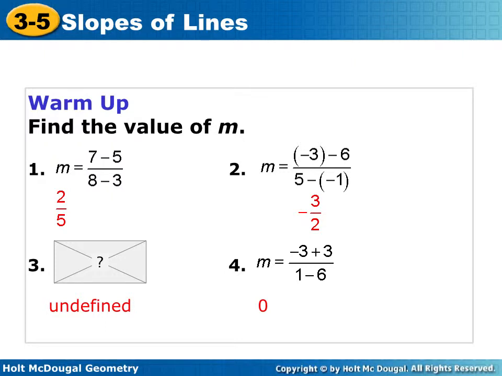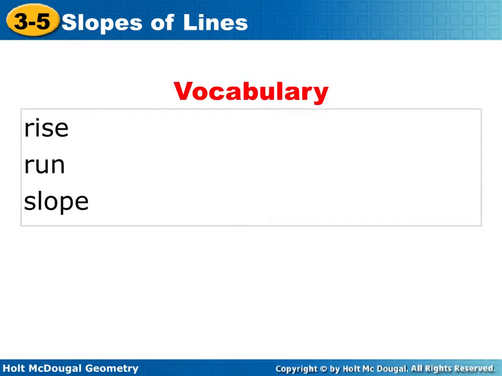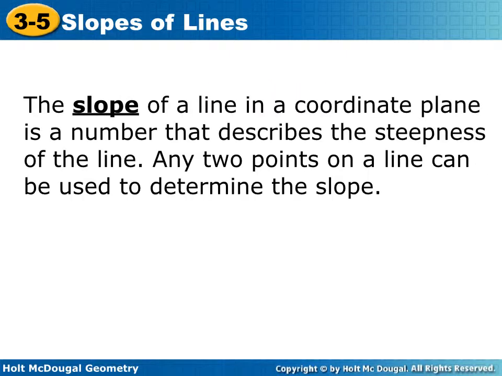Let's press on. Here are our objectives. We need to find the slope of a line. We need to use slopes to identify parallel and perpendicular lines. So those are our goals for this lesson. The vocabulary, we need to be familiar with rise and run and what slope is. The slope of a line in a coordinate plane is a number that describes the steepness of a line. Any 2 points on a line can be used to determine the slope.